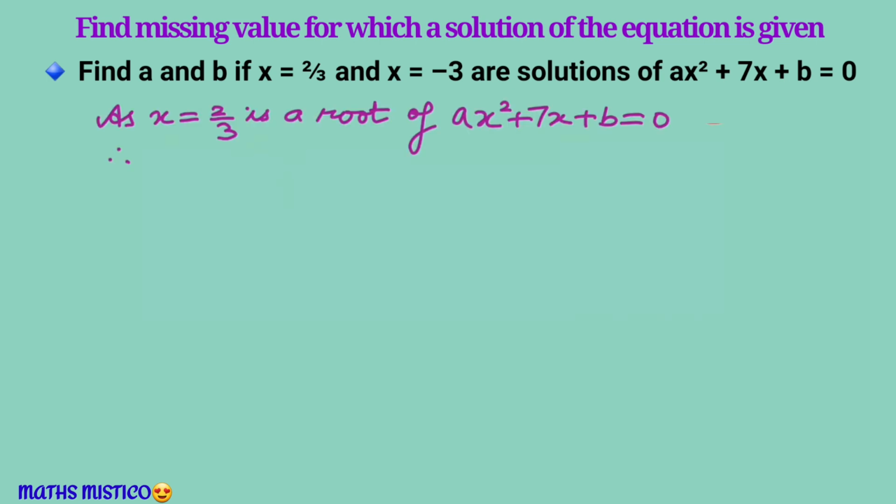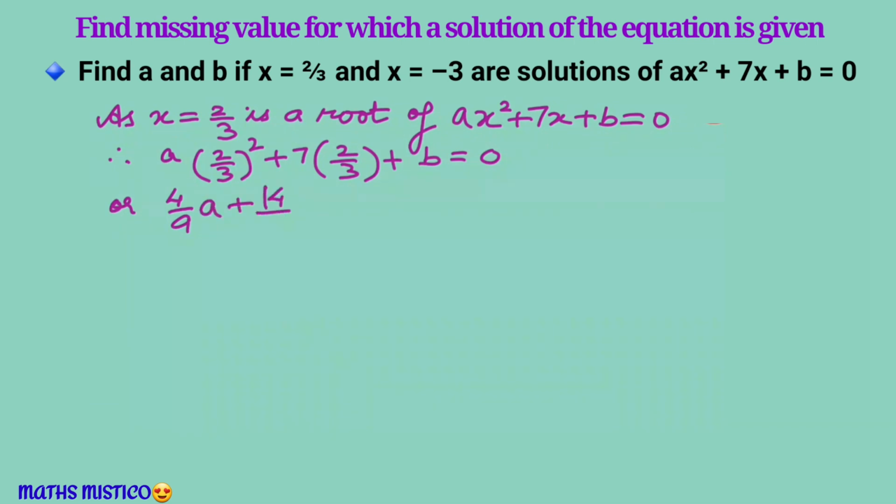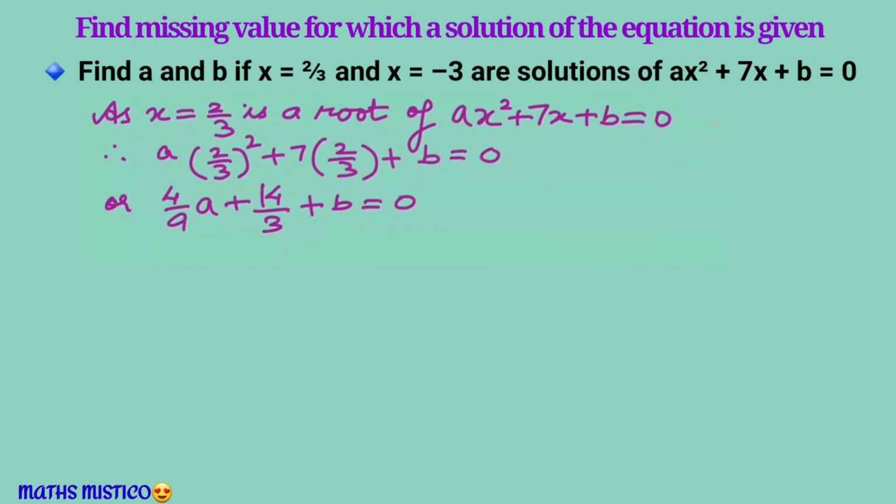Considering x equal to 2/3, we get a into (2/3) whole square plus 7 into 2/3 plus b is equal to 0. This becomes a into 4/9, that is 4/9 a plus 14/3 plus b equal to 0. Last time I told you a trick to simplify such equations which contain denominators.